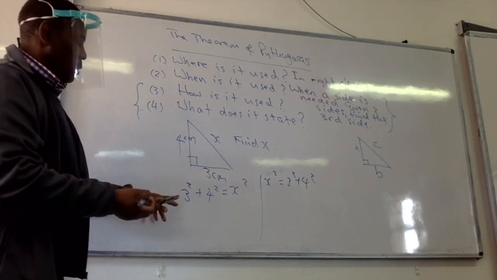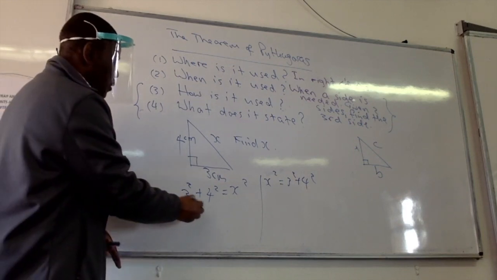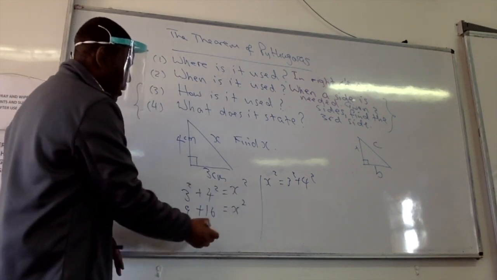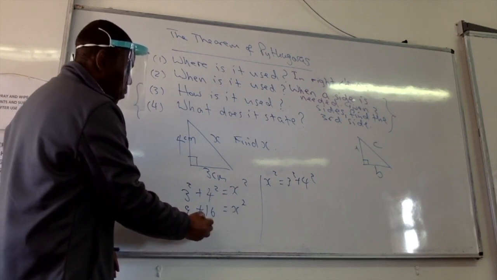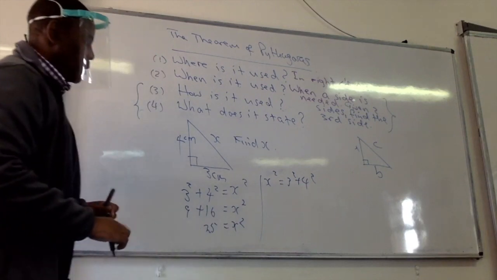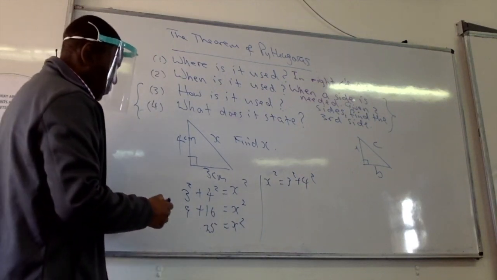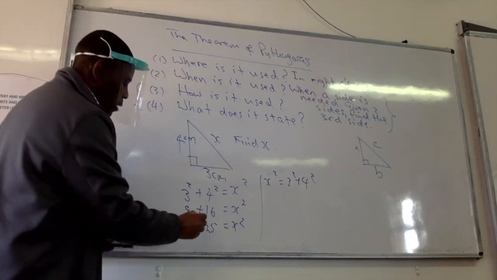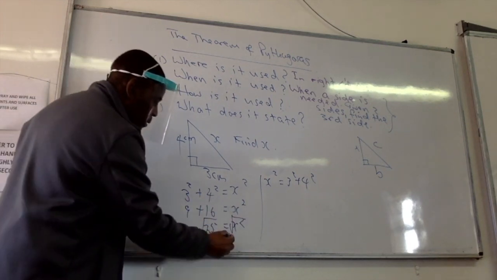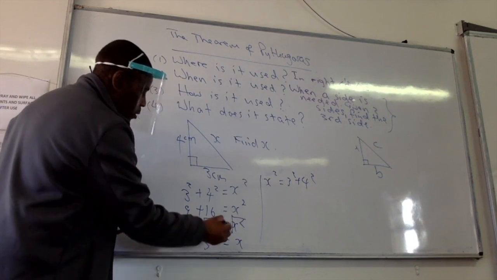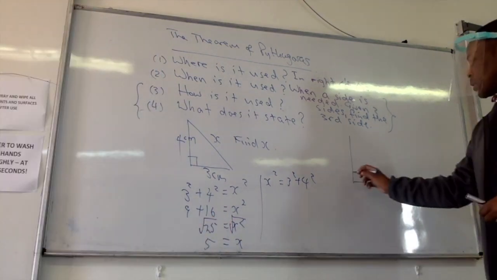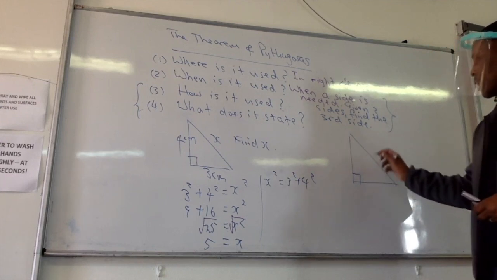Then you want to say 9 plus 16, so this is 9 plus 16 is equal to x squared. And then 9 plus 16 is 25. So 25 is equal to x squared. You want to find the square root of 25. Right, then you will need to work out the square root. If you do that, what do you get? 5 equals x. You get 5 is equal to x, or x is equal to 5. Okay, that's good.